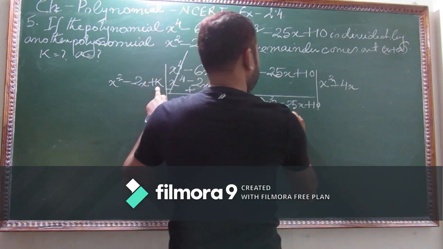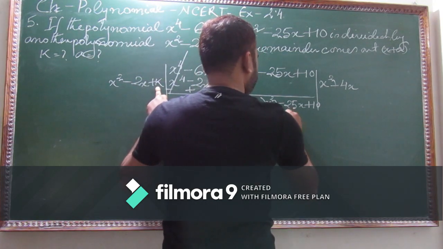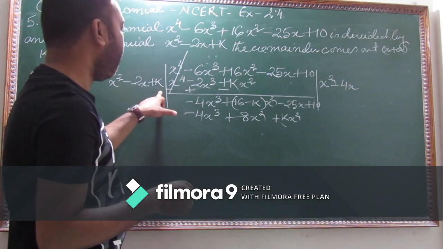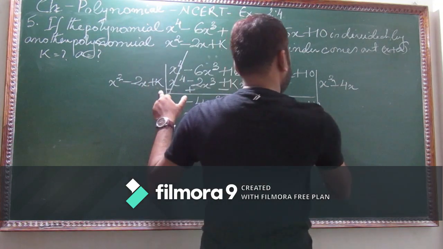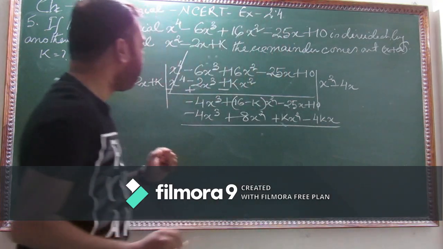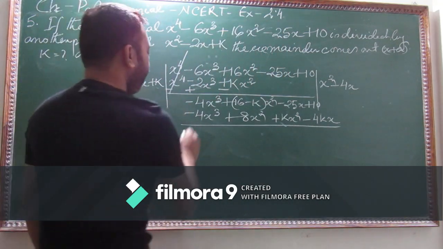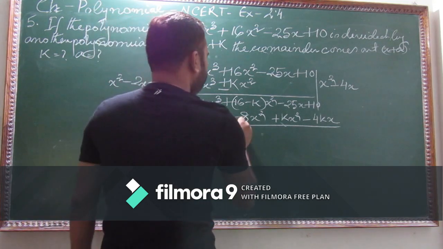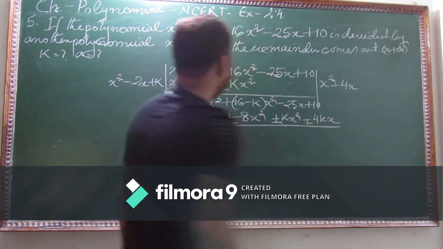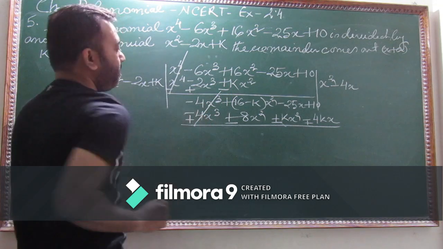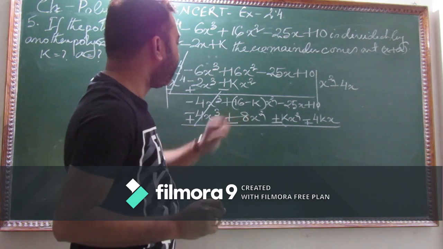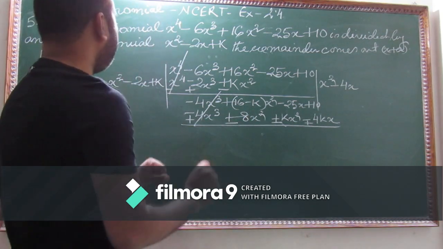After that k into minus 4x, minus 4kx. Done. So this is minus, this is minus. Let me change plus. Let me change minus. Let me change minus. Let me change plus. So this is cancelled.